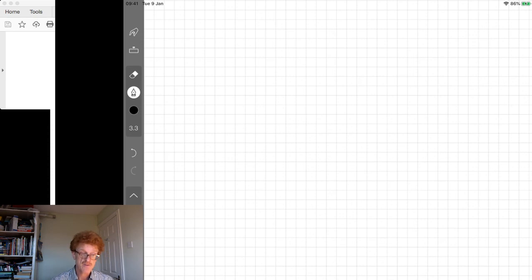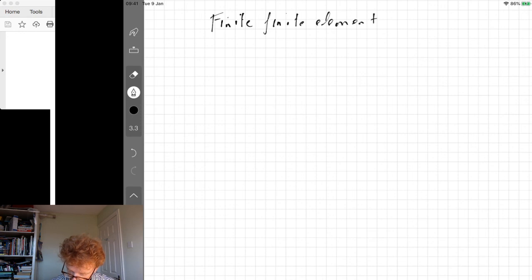In this lecture we will be looking at the finite element method, and in particular the Galerkin finite element method. So, section 6.2 of the book.